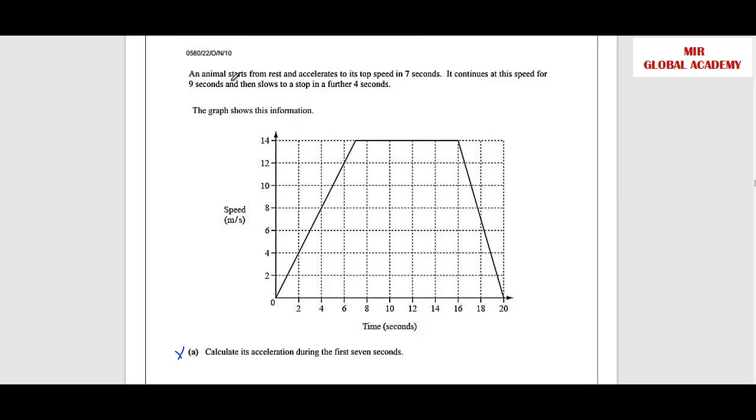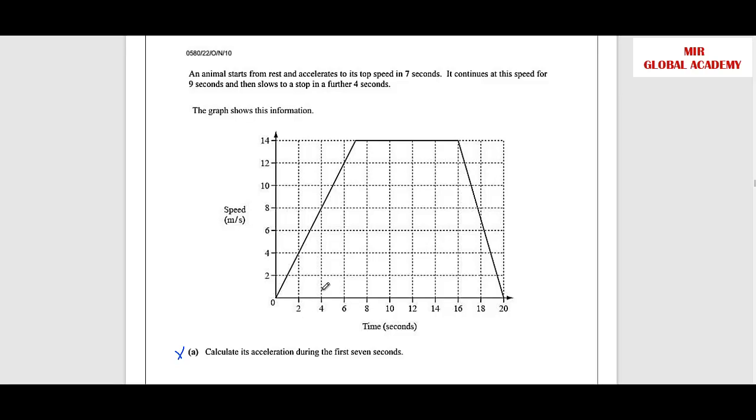An animal starts from rest and accelerates to its top speed in 7 seconds. It continues at this speed for 9 seconds and then slows down to stop in a further 4 seconds. The graph shows this information. Calculate its acceleration during the first 7 seconds.